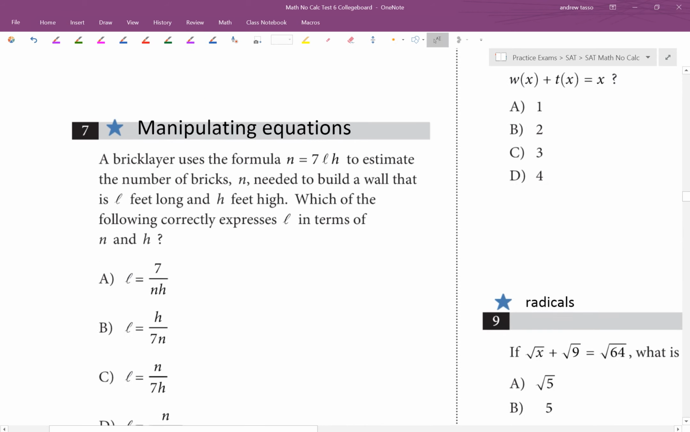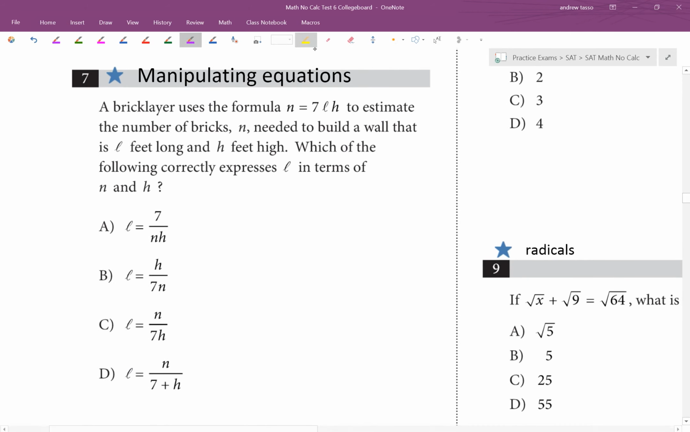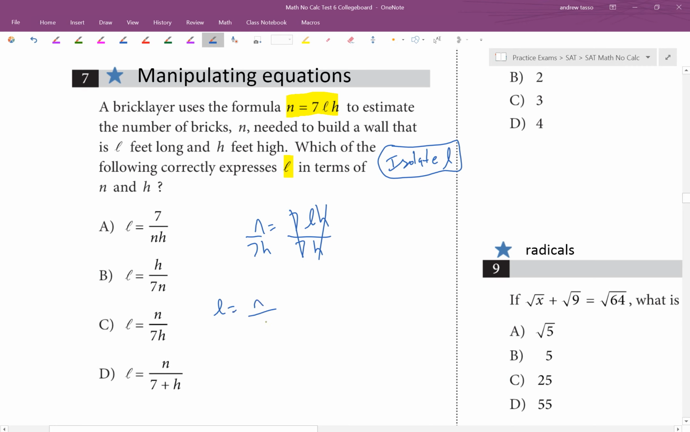Okay, so we have here this equation, and we would like to find L in terms of the others. So that means isolate L. So this whole thing could have just been boiled down to two words, isolate L. Okay? So to isolate L, we have to move the things that are attached to it to the other side. So we could divide by 7h. That would cancel those out. So we'd get L equals n over 7h.